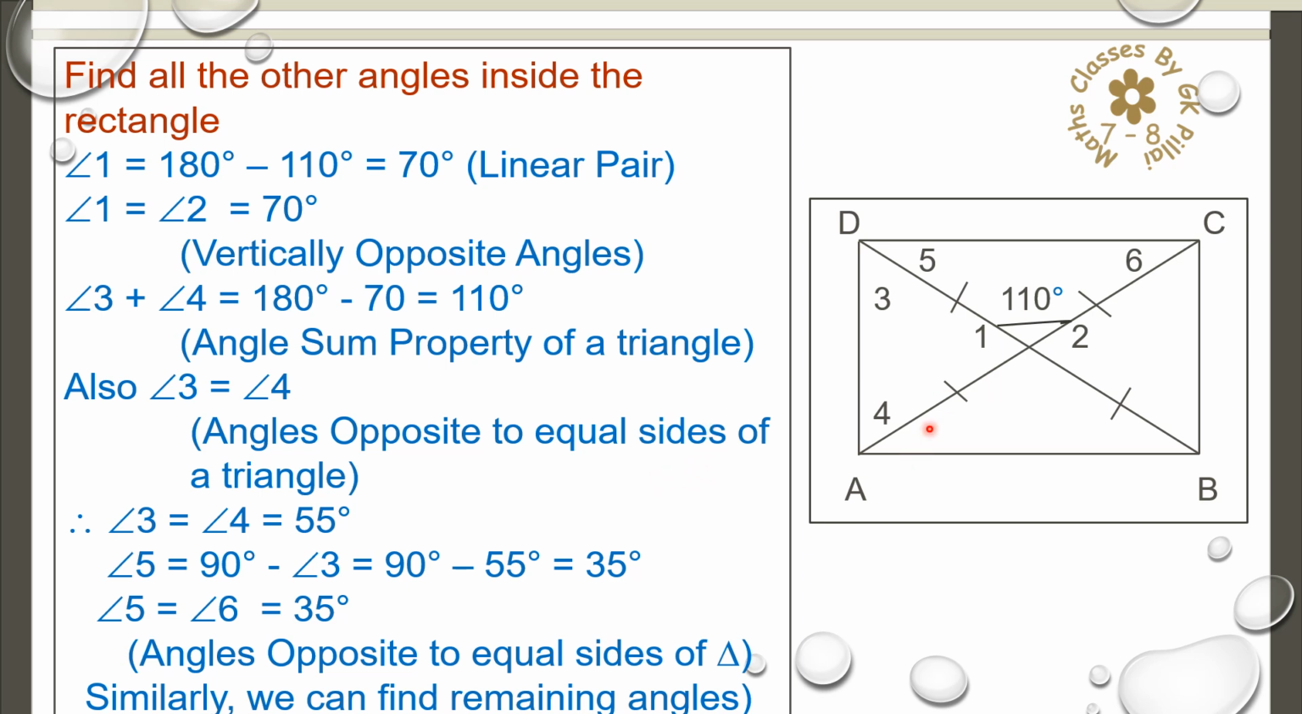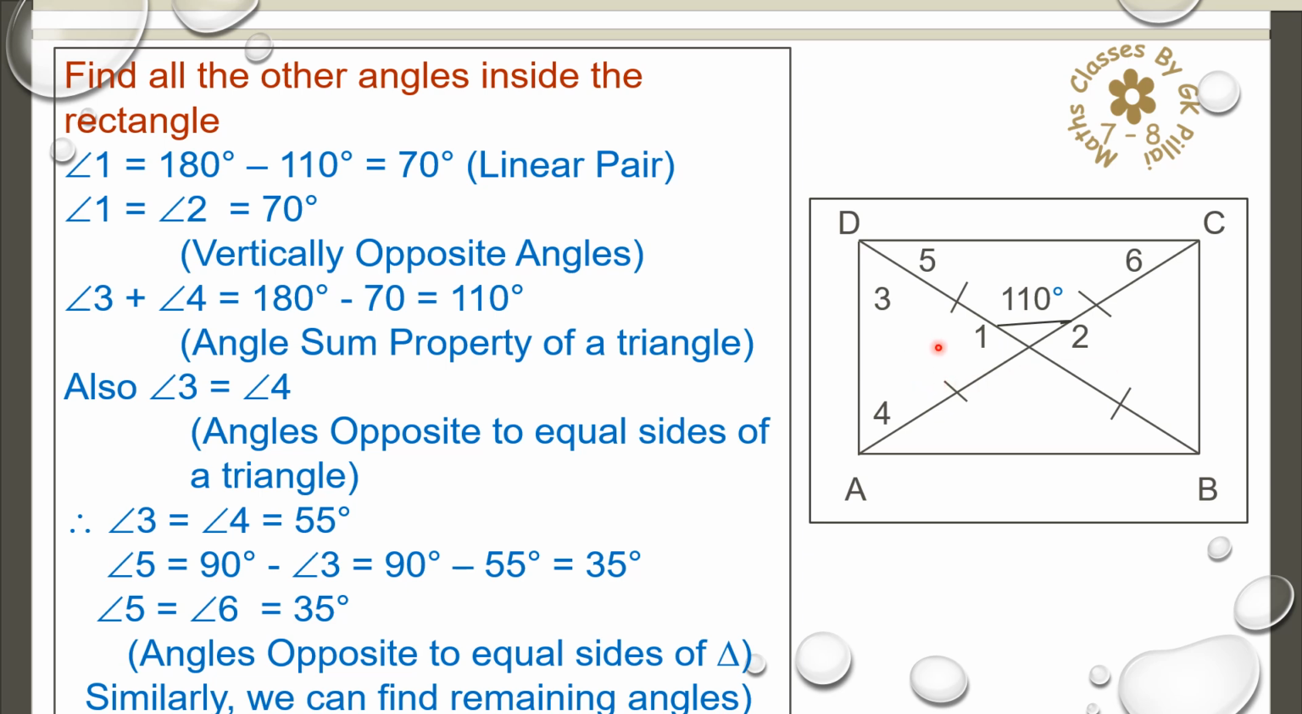This is another rectangle. Here also you have to find the remaining angles when one angle is given. This angle is given as 110 degrees. You have to find all the remaining angles. First of all, angle 1 plus 110 degrees equal to 180 degrees linear pair. Therefore, angle 1 will be equal to 70 degrees. And angle 1 is equal to angle 2 vertically opposite angles. Therefore, 2 is also equal to 70 degrees.